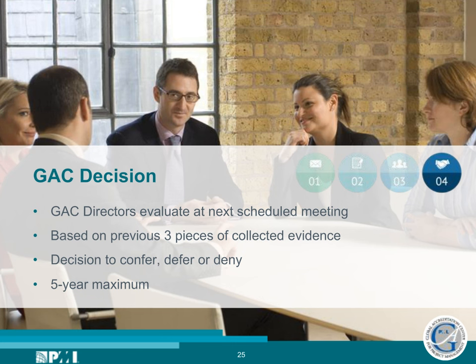The final step of the GAC accreditation process is the accreditation decision. The GAC directors base their decision on the collective evidence provided by the letter of intent, the submitted self-evaluation report, and the on-site visit report and recommendation. The GAC director's decision can be to confer, defer, or deny accreditation to the applicant program. If accreditation is conferred, the initial accreditation cycle can be up to 5 years.